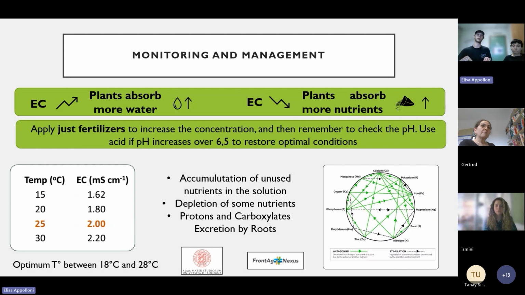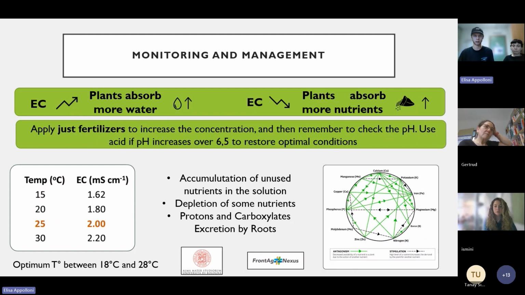inside the nutrient solution. This means that we are using a too high electroconductivity. So in this case, we need to increase the amount of water, decreasing the electroconductivity, and so we can just dilute our nutrient solution, bringing it to a lower electroconductivity.